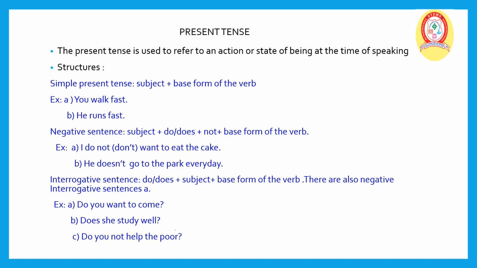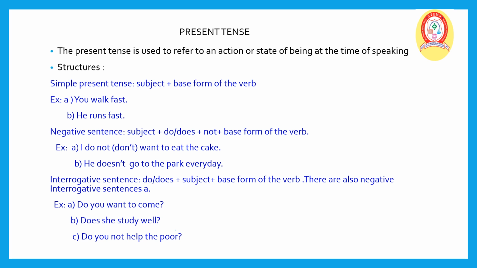There are also negative interrogative sentences. Okay. So in that, how do you write it? You will add do or does plus subject plus not plus base form of the verb. Interrogative sentence, how will you write? Do or does plus subject plus base form of the verb. Negative interrogative sentence, do or does plus subject plus not plus base form of the verb.